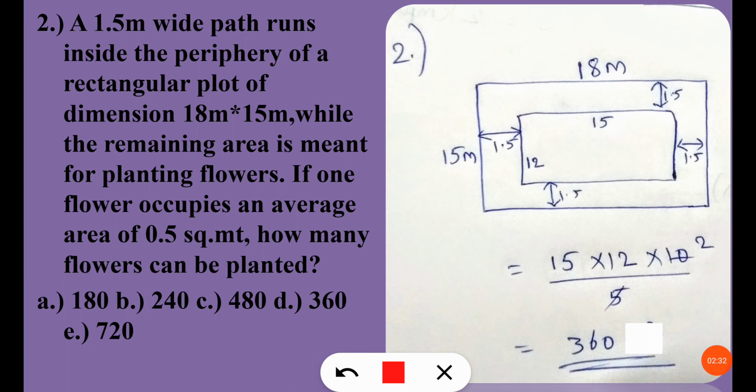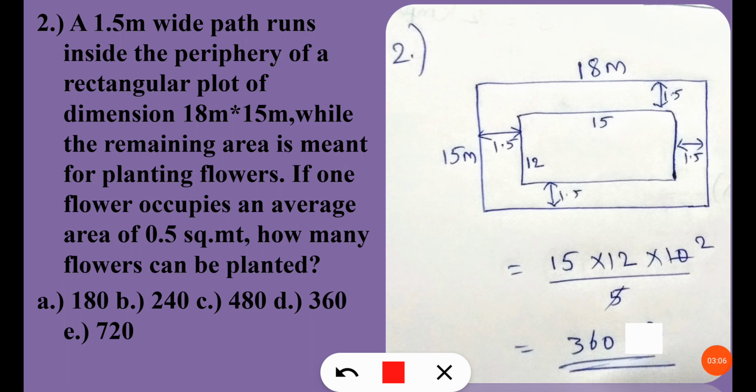So the remaining area's length will be 18 minus 1.5 minus 1.5. This is the 1.5 meters, and again this 1.5 meters is to be subtracted for breadth, and for length also this 1.5 meter and this 1.5 meter must be deducted. So 18 minus 3 meters is equal to 15 meters, and the breadth will be 15 meters minus 3 meters equal to 12 meters. The remaining area is equal to 15 into 12.